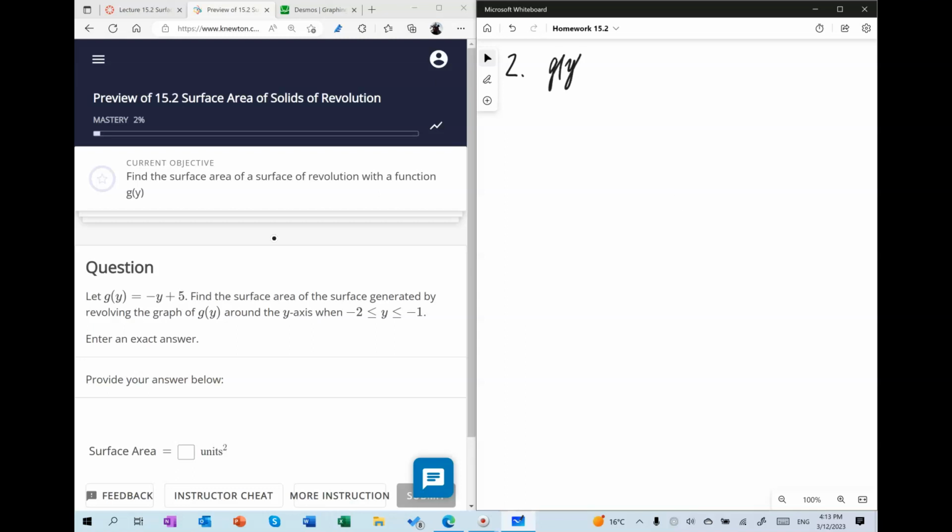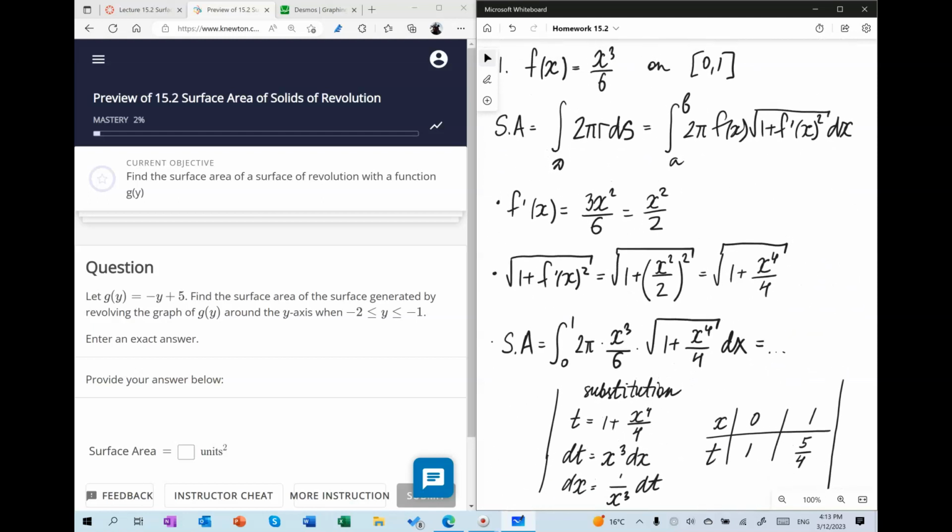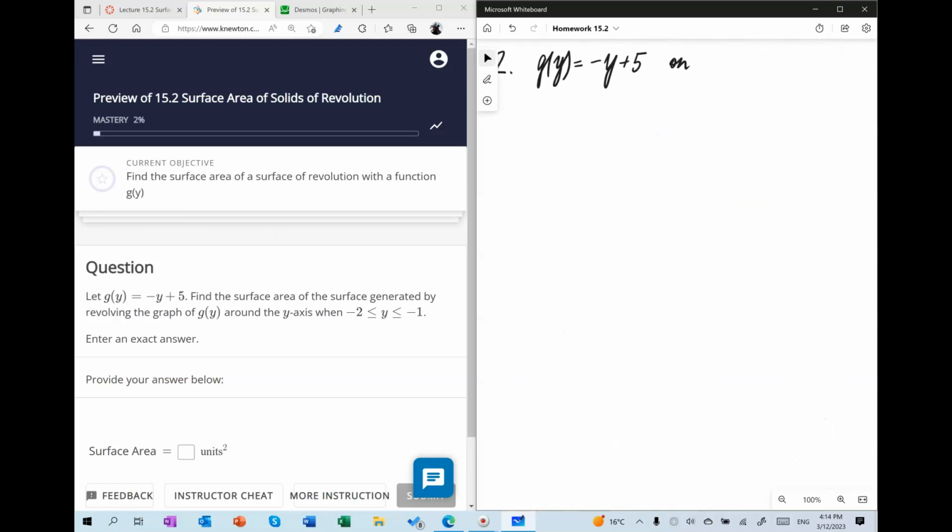We have the function given to us as g of y on the interval, and let me go back here real quick and specify. It is really important not just how the function is given, but also how it's rotated. So here the function was rotated around the x-axis. Okay, and let's make sure we note that every time. So here we have a function g of y. It is on the interval from -2 to -1, and it's rotated around the y-axis.